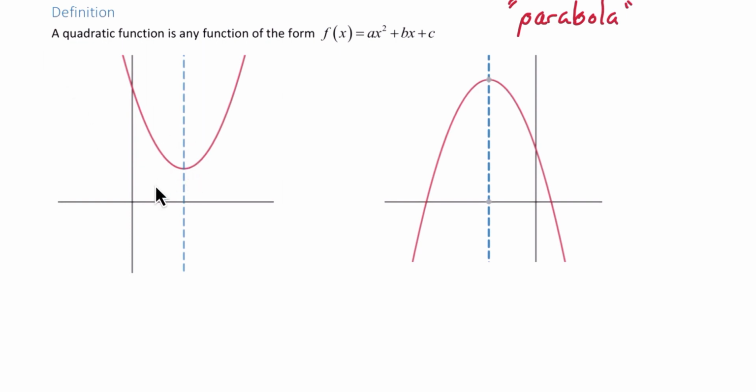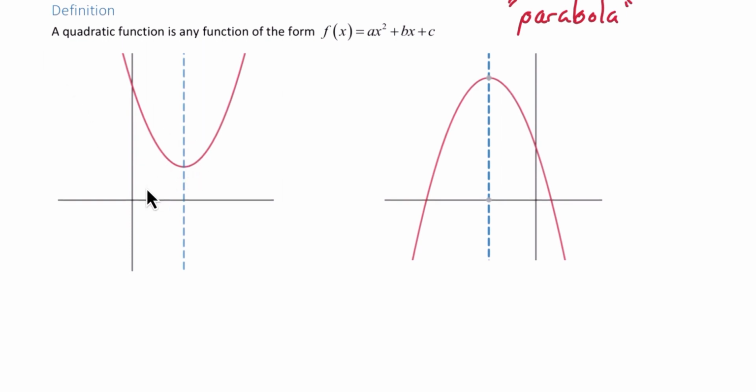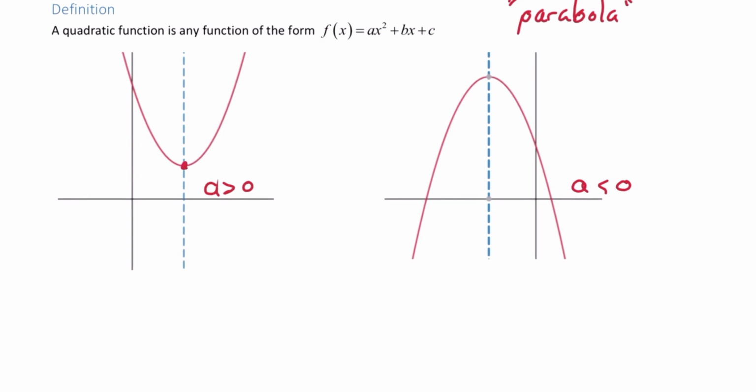We either open up or open down. Graphs that open up will have a leading coefficient where a is positive. Graphs that open down will have a leading coefficient where a is negative. The lowest point and the highest point, depending on which way the graph opens, is called the vertex.